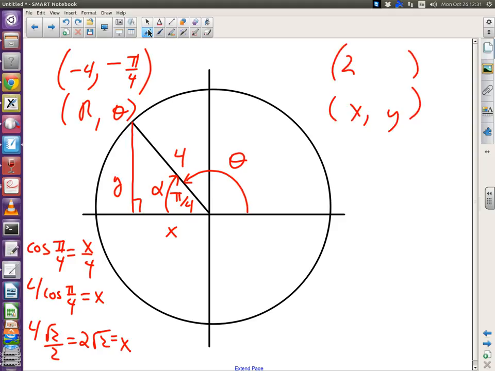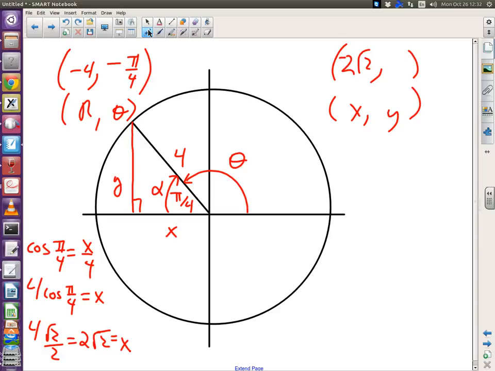We got the x part, 2 rad 2. What's the y part? Well, now be careful though. You're in the second quadrant, so it's not 2 rad 2. It's -2 rad 2 because you're in the second quadrant. So you have to interpret that after you're done with the SOHCAHTOA stuff, which is always first quadrant stuff.